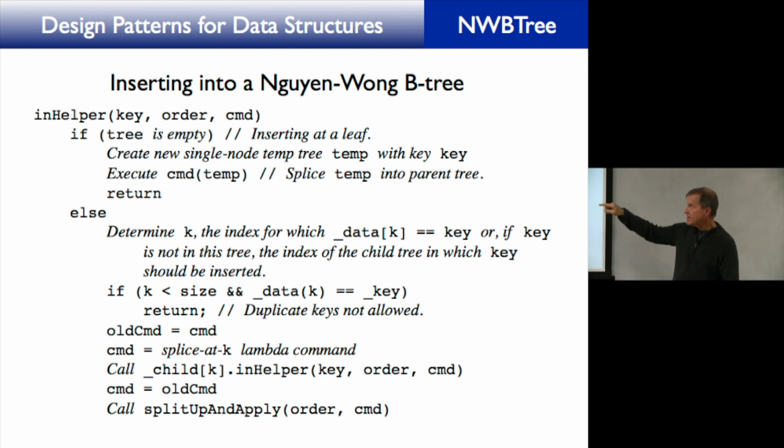Command on that temp, and then return. So, when we return, we're going back on the way back up. Is everybody with me on this? So now that's if the tree is empty. That's when we get all the way to the end, and then we return and we start going back. But what happens on these intermediate steps on the way down?